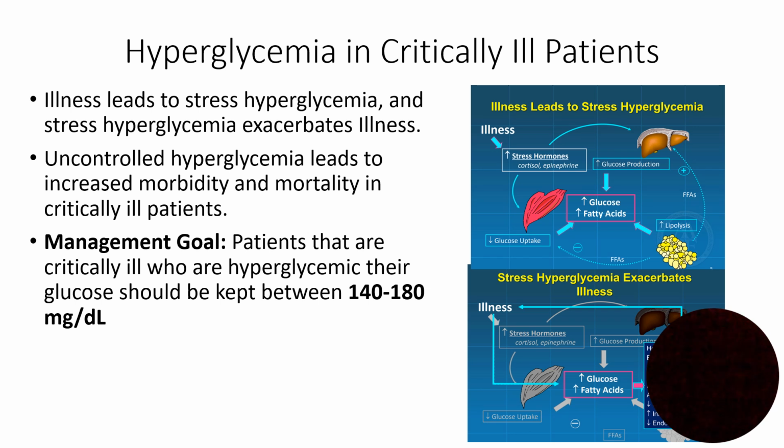Hyperglycemia in critically ill patients is an illness that leads to stress hyperglycemia, and stress hyperglycemia exacerbates the illness. Uncontrolled hyperglycemia leads to increased morbidity and mortality in critically ill patients. The goal of this management is for patients that are critically ill who are hyperglycemic, glucose should be kept between 140 and 180 milligrams per deciliter.